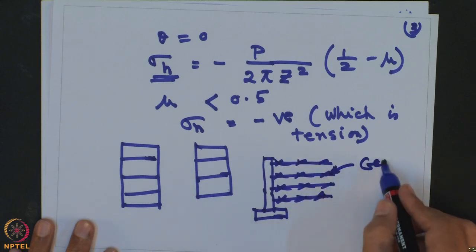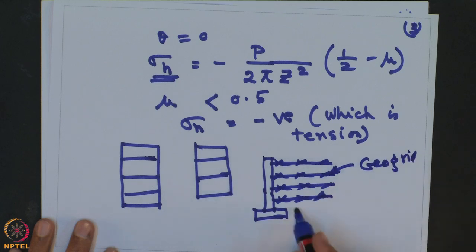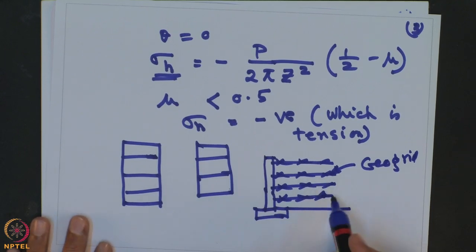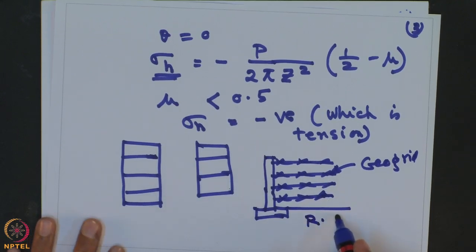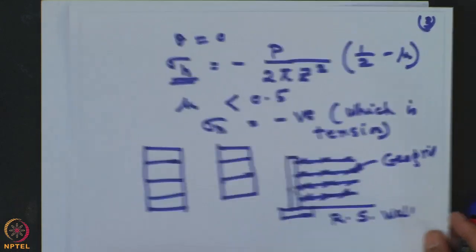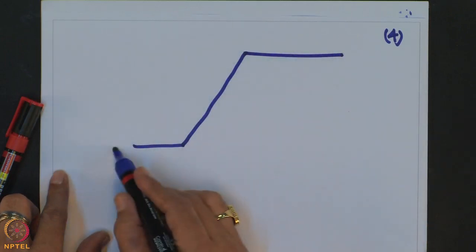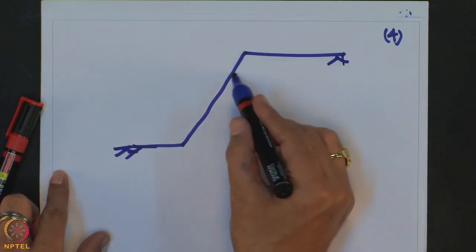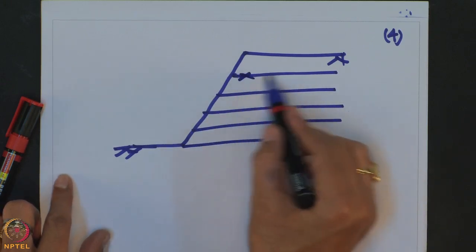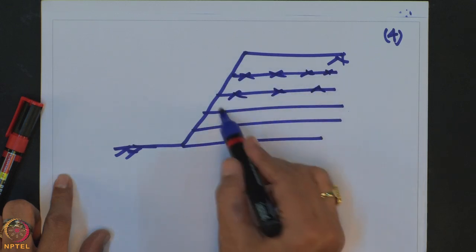So, this is the geogrid material you are placing. This kind of mechanism is applied in the case of a reinforced, mechanically stabilized reinforced soil wall. Also, this mechanism is applicable in the case of the reinforced soil slope. For example, if you construct a steep slope, you can place a number of layers of the geogrid material. So, these are all geogrid material.